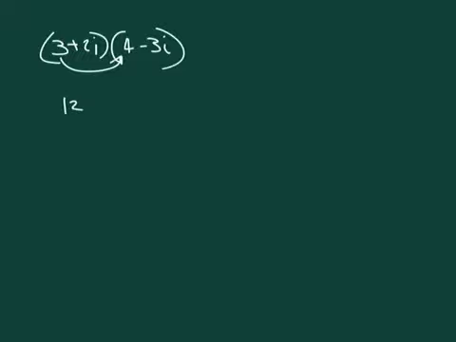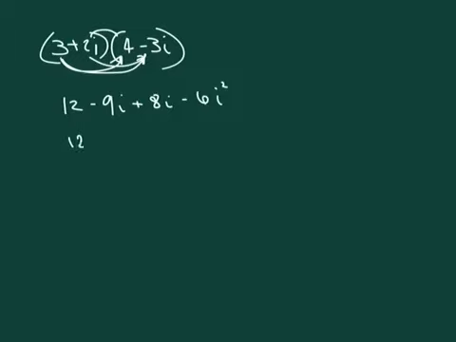And this one, we're going to use the FOIL method. So let's go FOIL. First, outside, inside, last. Negative 6i times i is i squared.